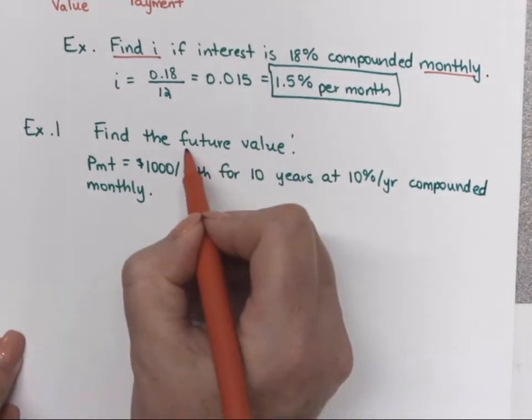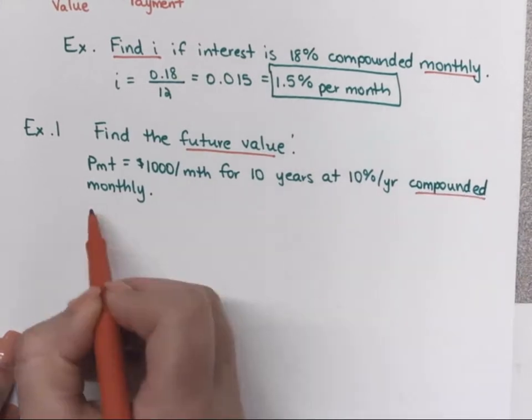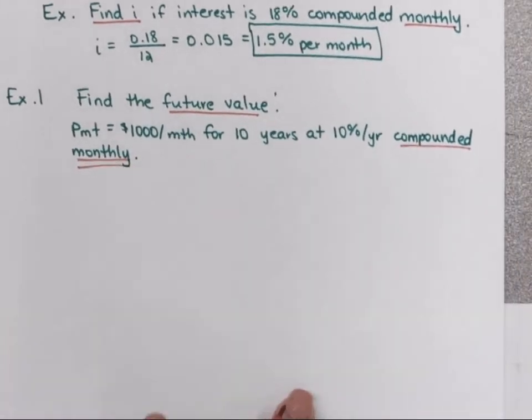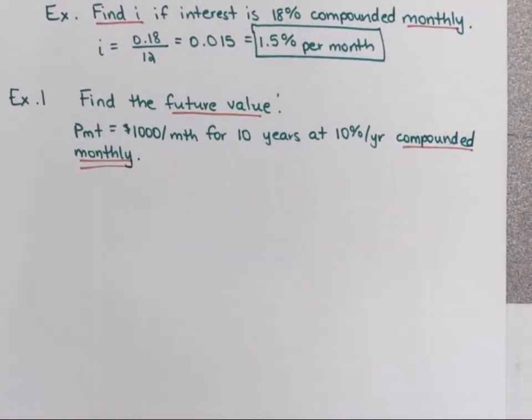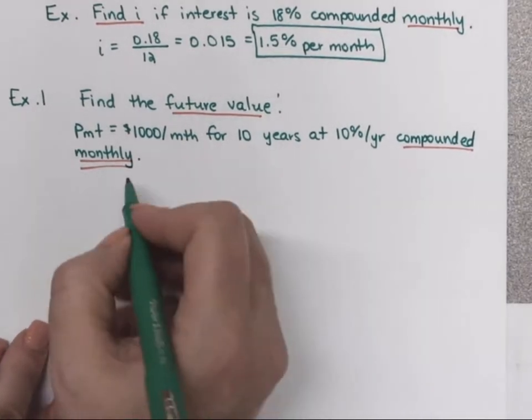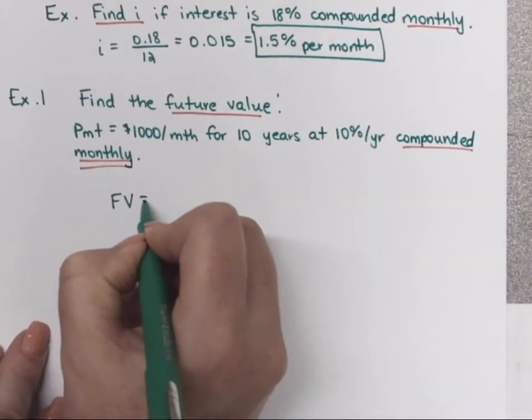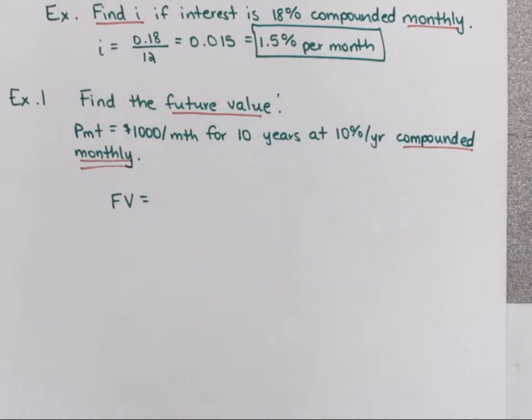So notice you're asked to find the future value and you're told that it's compounded monthly. The future value is the amount you will eventually pay with this $1,000 a month. So the future value is going to be, now let's follow the formula we have above.